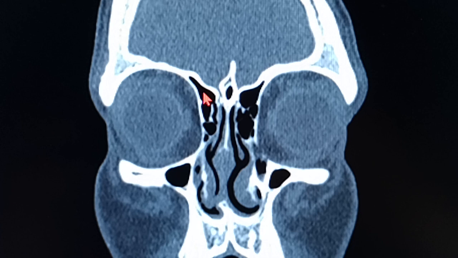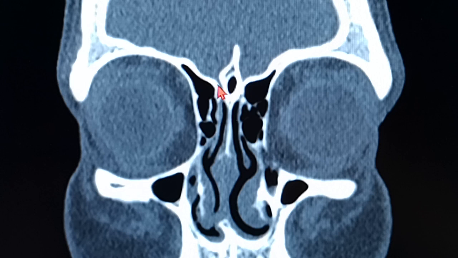And you can see the medial lamella. I can just zoom this. You can see this is the medial lamella. That's the lateral lamella. And that's the fovea area. This area is called the fovea ethmoidalis. Okay, that's the straight perpendicular plate of the ethmoid with no deviation so far. That's the pneumatization you can see in the crista galli. This looks like a pneumatization of the crista galli, I guess.